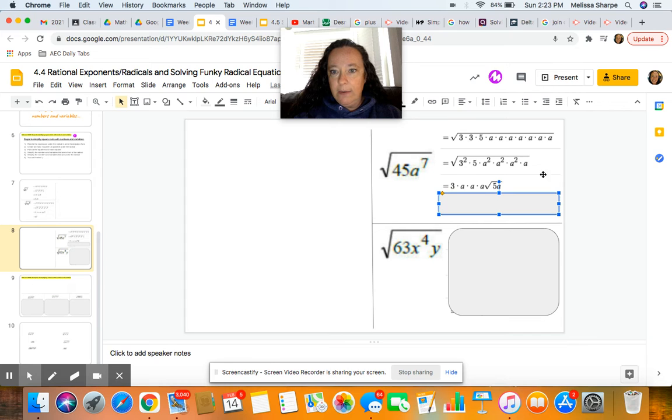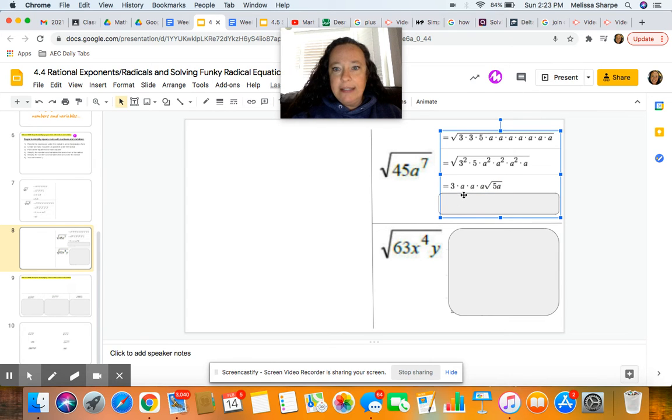Okay, so what does that leave us? That leaves us 3a to the third and then a 5a underneath. And that's your answer. This one, 63. 63 is 9 times 7. 7's prime, but 9 isn't. And so that's 3 times 3 times 7.